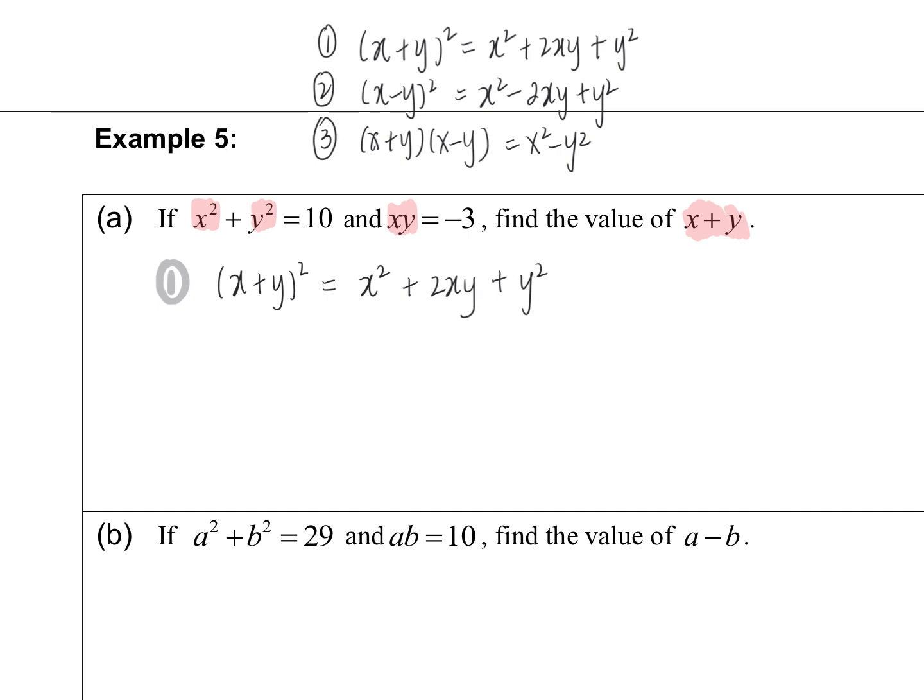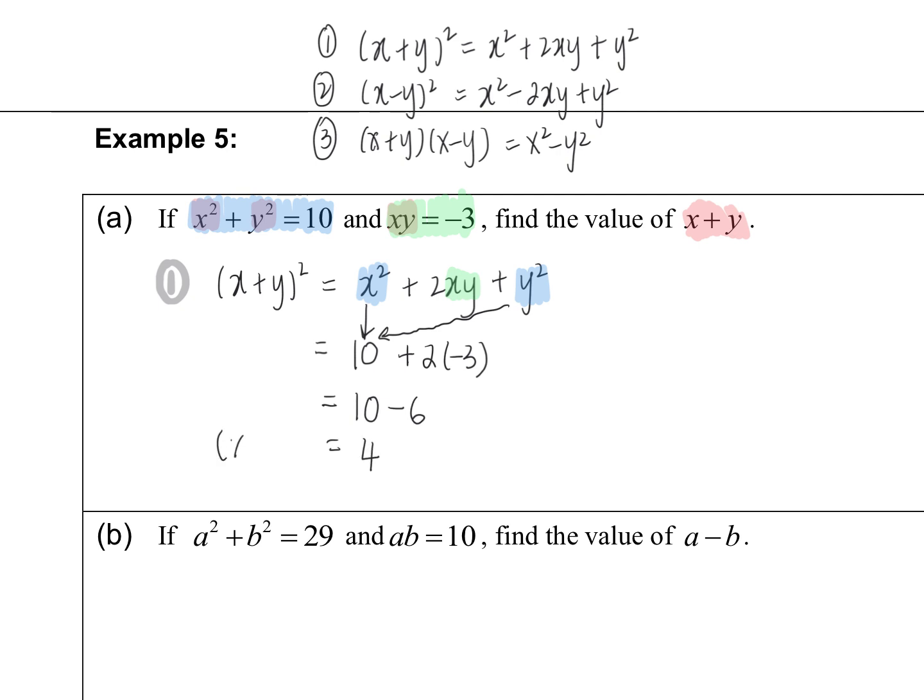Okay, so I know the value of x square plus y square. I know these two give me 10, so I'm going to change it to 10. I also know that xy is minus 3, so this number here is negative 3. So if I simplify, it gives me 4.